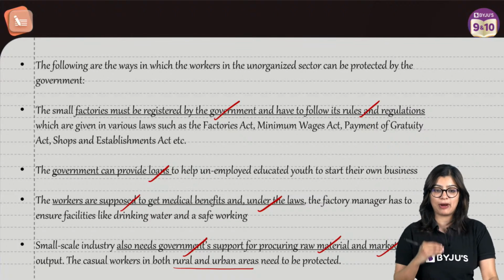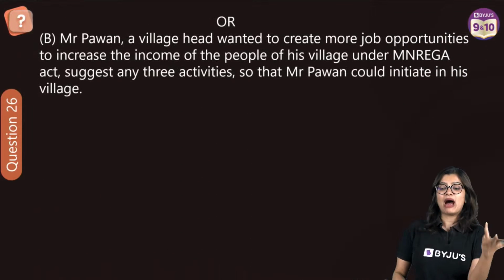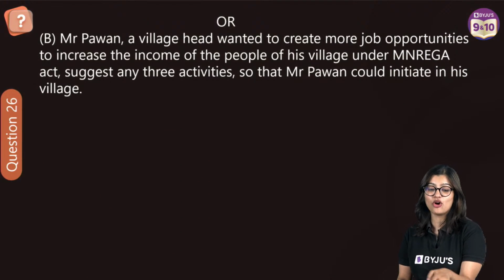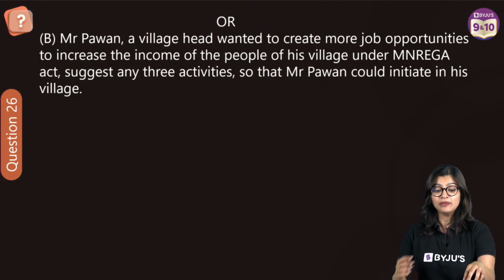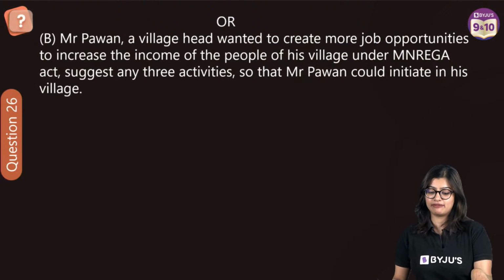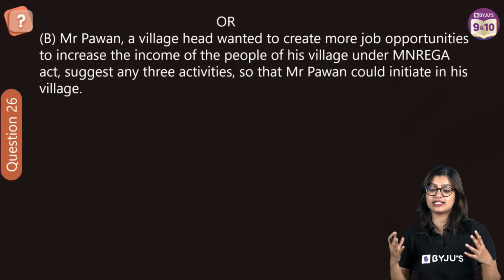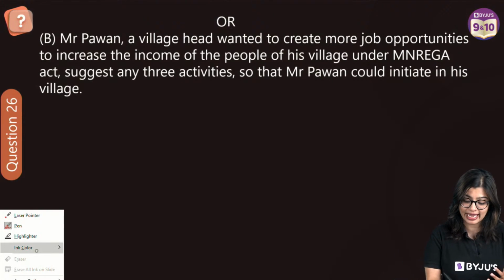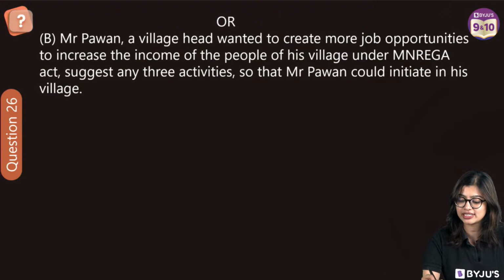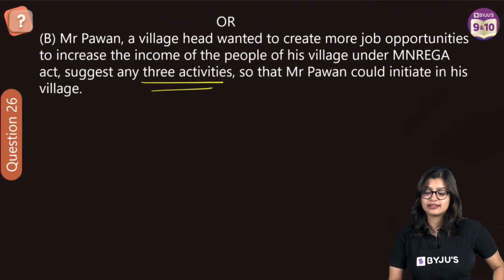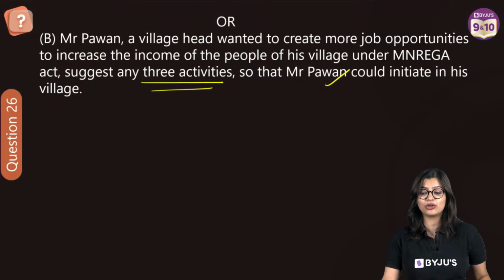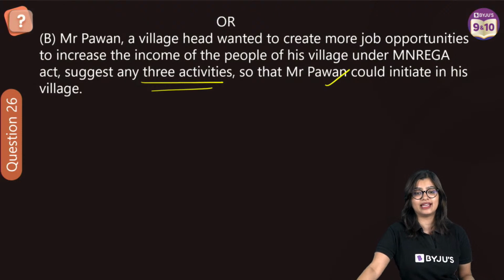So this was one part of the question. Second part is the easy part. I know many of you, if you were given an option, will pick this. Mr. Pavan, a village head, wanted to create more job opportunities to increase income of people in his village under the MGNREGA Act. Suggest any 3 activities that Mr. Pavan could initiate in his village.